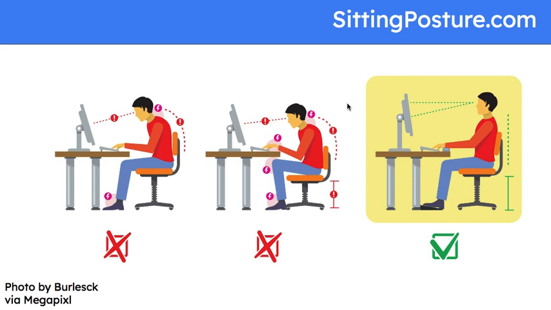That is a huge variable in correct computer posture. Let's go back to the first picture. He's got that forward slouch going on, and forward slouch here. But you can see as he maintains that eye level at the top of the screen, it automatically makes him activate his upper body muscles in order to protect that spine and not slouch forward.